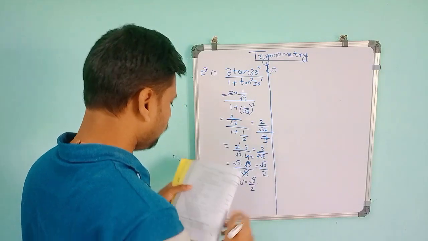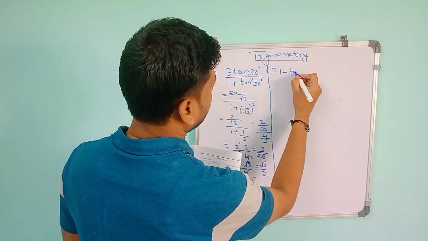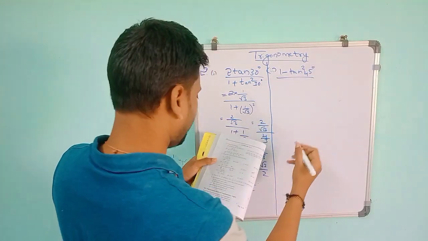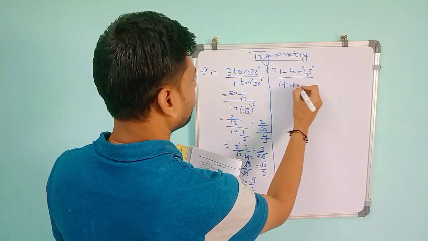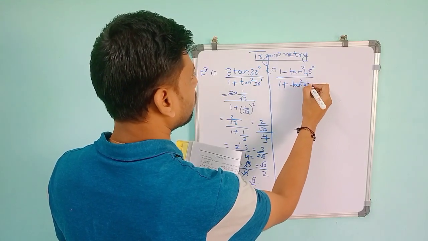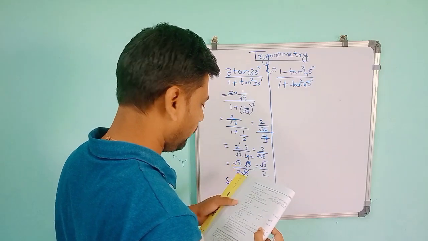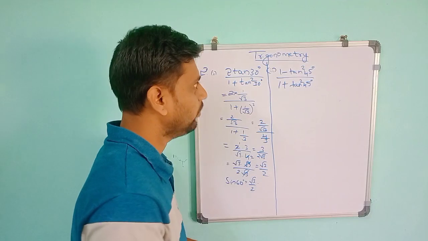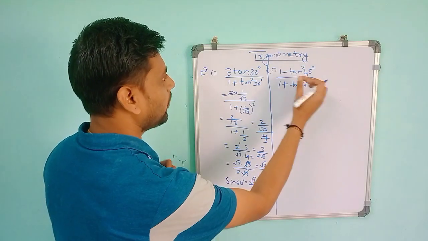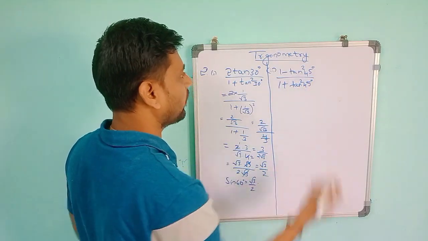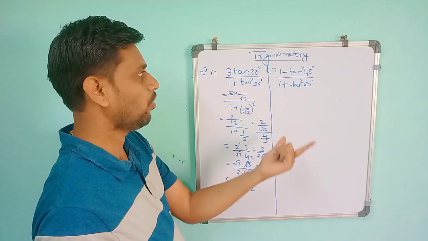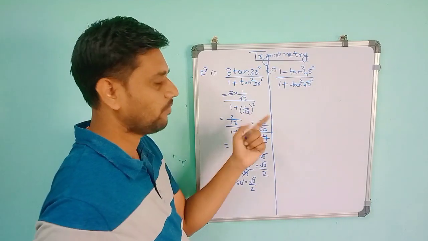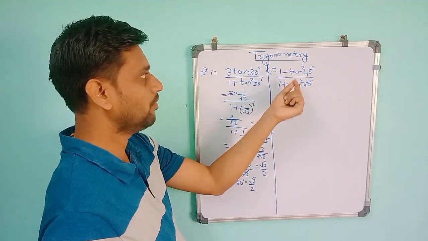Second one, 1 minus tan square 45 degree divided by 1 plus tan square 45 degree is equal to cosine 1. So first you find the value, then you can see the options. First you should know the value of tan 45. Tan 45 is nothing but sin 45 by cos 45. So sin 45 is 1 by root 2. Like that, cos 45 also is 1 by root 2. So both same means it will become 1.